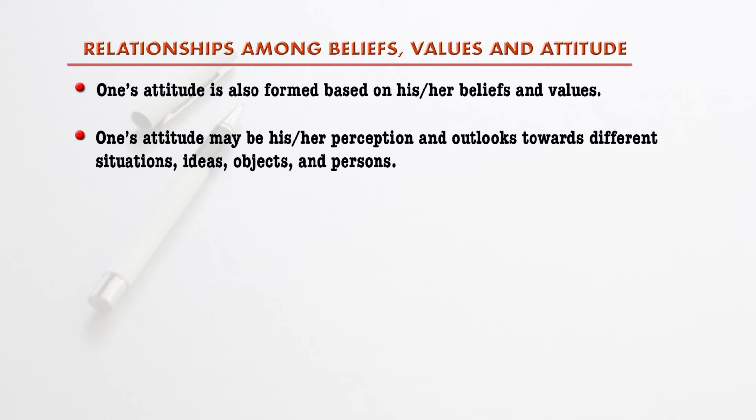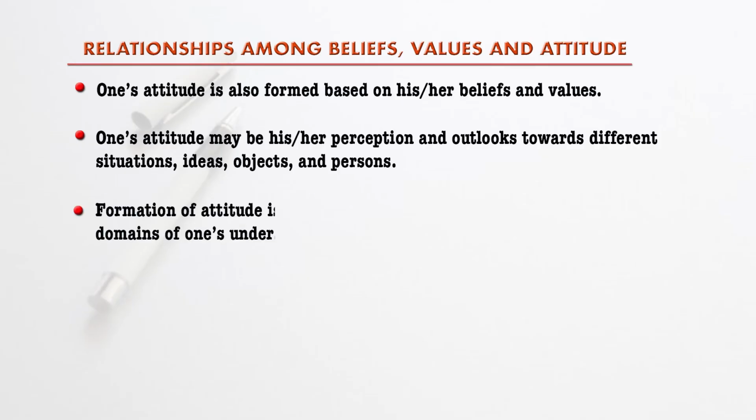Further, to establish more relationship among beliefs, values and attitude, I can say that one's attitude is also formed based on his or her beliefs and values. One's attitude may be his or her perception and outlook towards different situations, ideas, objects and persons. So, what is my perception of someone? What is my perception of certain ideas, certain objects, certain persons, and even certain situations, certain events? That is why by observing and perceiving things, we develop our attitude, our outlook, our political understanding. That also helps in developing our attitude.